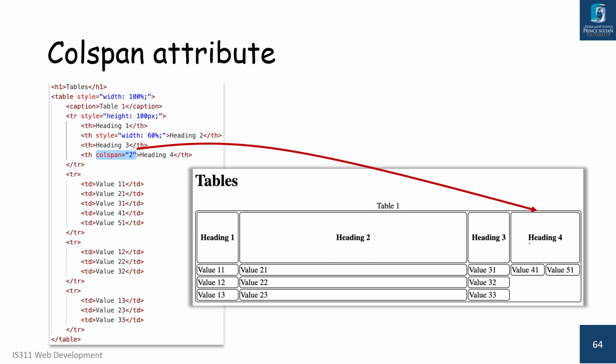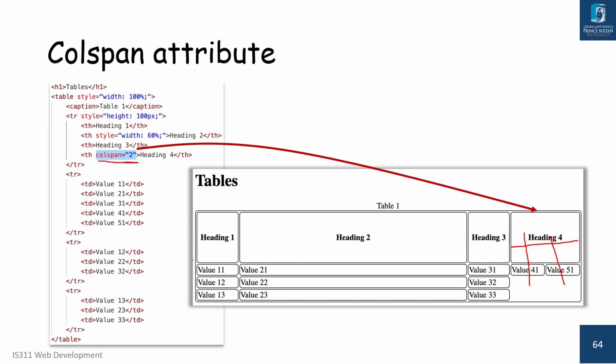I mean, right now we are saying that this fourth heading should cover the two columns. So we have two columns, and it is covering both of the columns. So that's why we say column span is equal to 2.